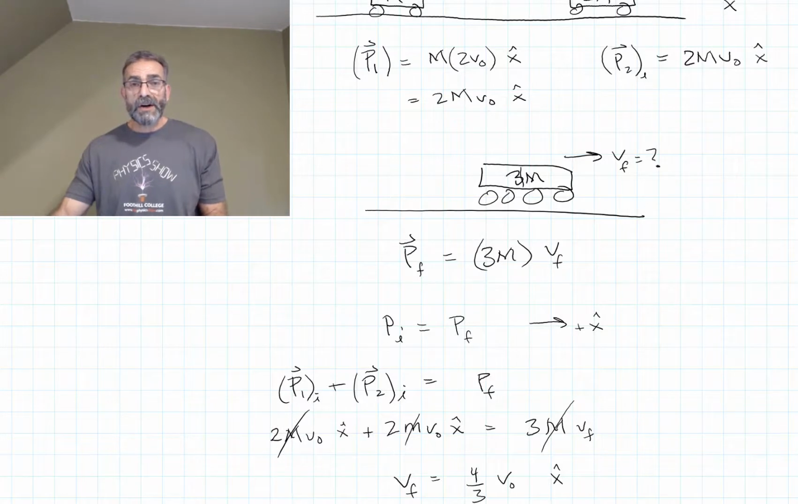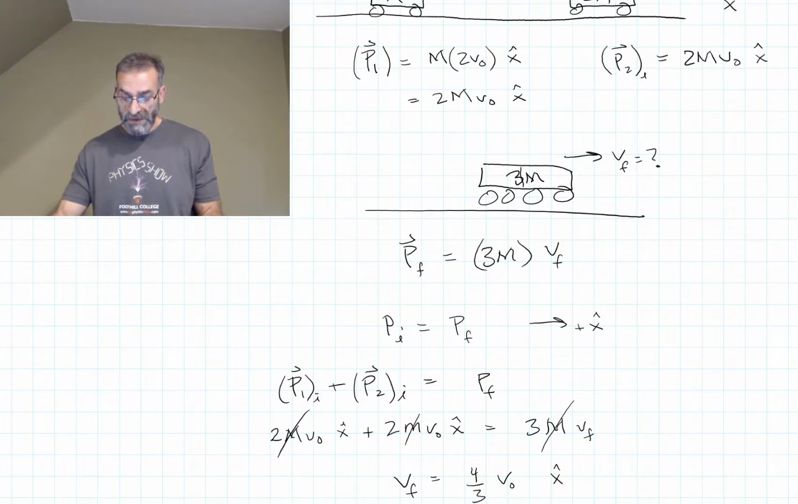We can see that cart 1 slowed down. It was moving at 2 V naught. Now it's moving at 4/3 V naught. It slowed down a little bit. It received an impulse to the left, causing it to slow down when it collided with the other cart.